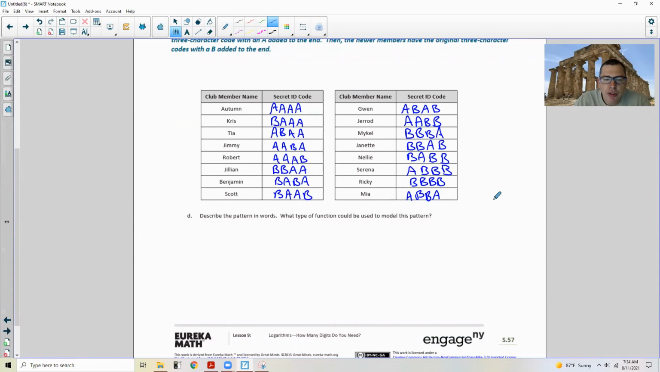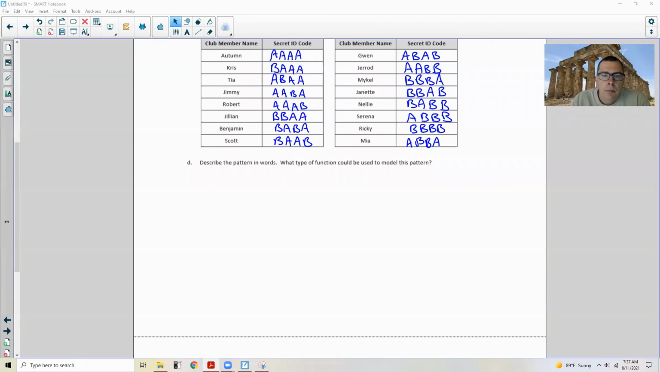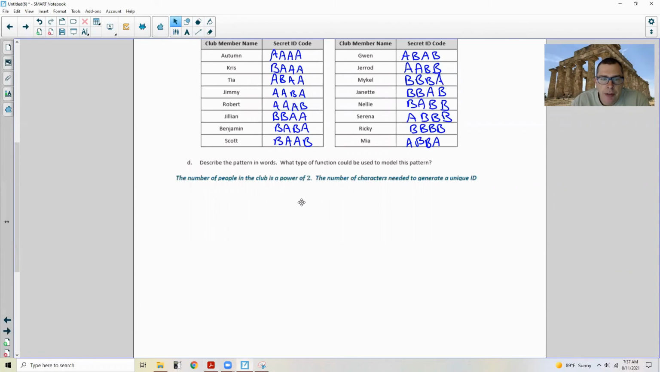letters. So it says to describe the pattern in words. What type of function could be used to model this pattern? So the number of people in the club is a power of 2. The number of characters needed to generate a unique ID code using only 2 characters is the exponent of the power of 2.